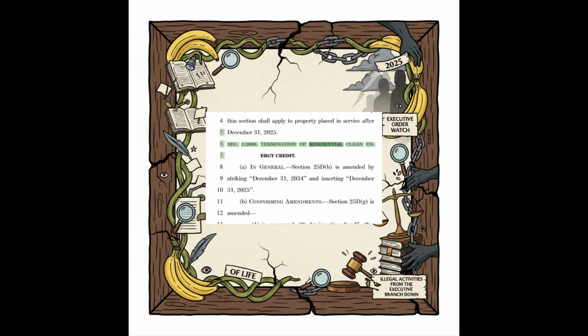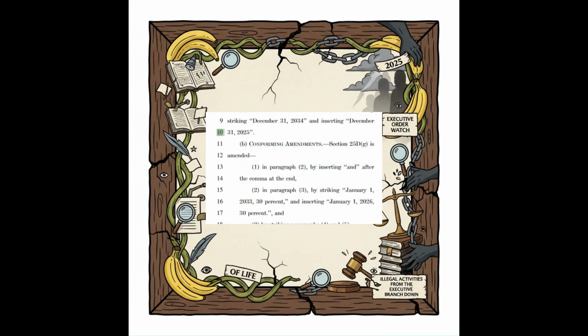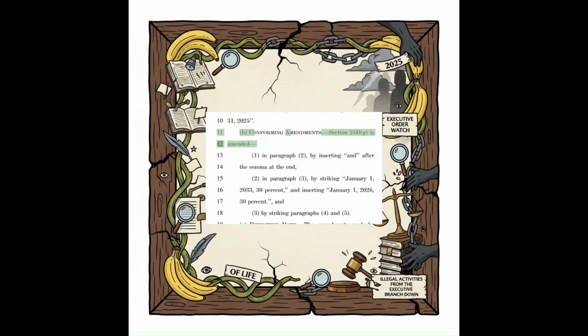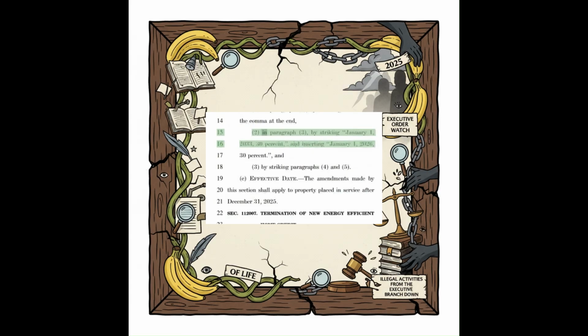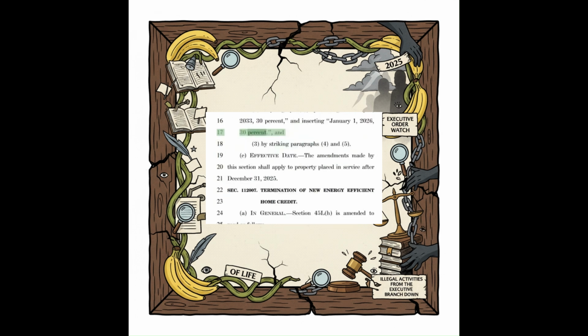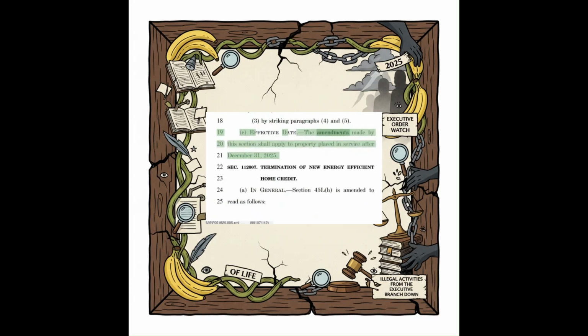Termination of residential clean energy credit. Section 25D is amended by striking December 31st, 2034, and inserting December 31st, 2025. Section 25D is amended in paragraph, by inserting "and" after the comma at the end. In paragraph, by striking January 1st, 2023, 30%, and inserting January 1st, 2026, 30%, and by striking paragraphs. The amendments made by this section shall apply to property placed in service after December 31st, 2025.